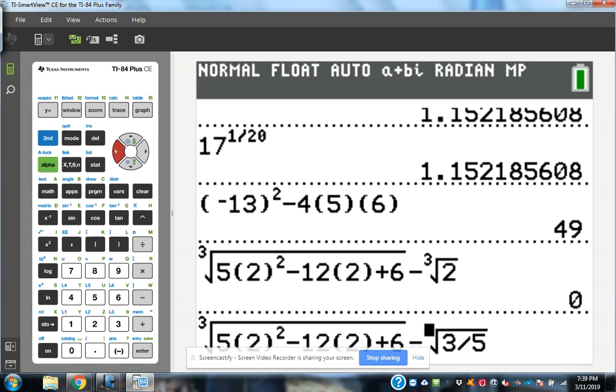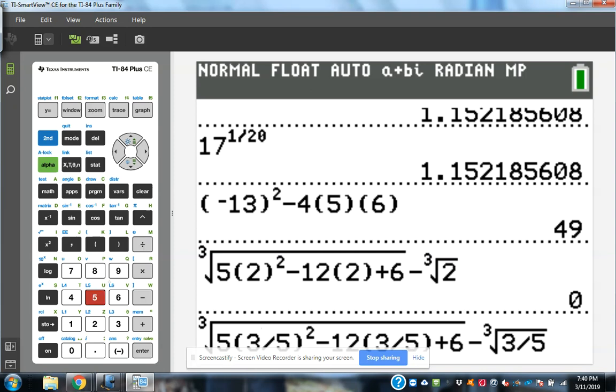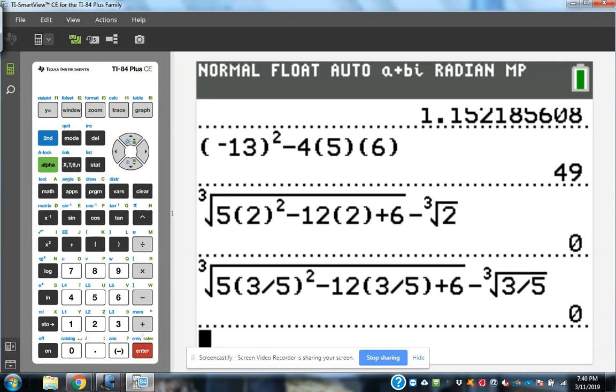And then I'm going to go over here to this other part. Instead of a 2, I'm going to hit 3 over 5. And then I'm going to hit second insert, parentheses, plus. Get that back in there. And then over here, I'm going to delete that and then hit second insert 3 over 5. Here. And I get 0 as well.